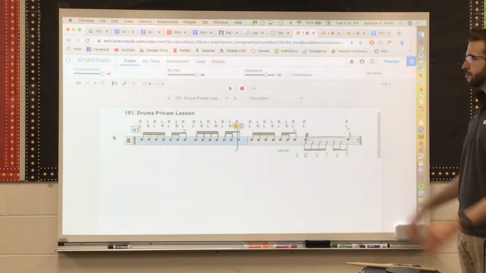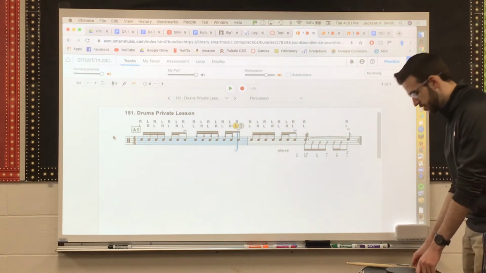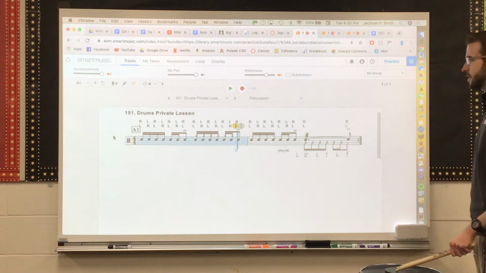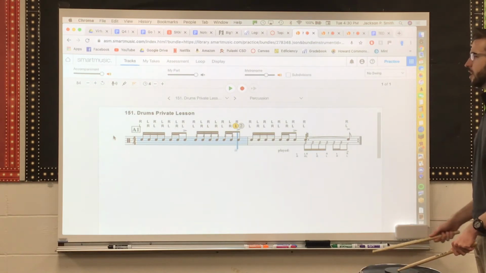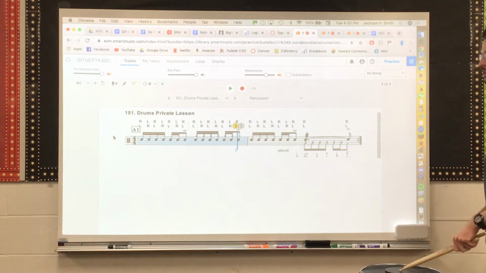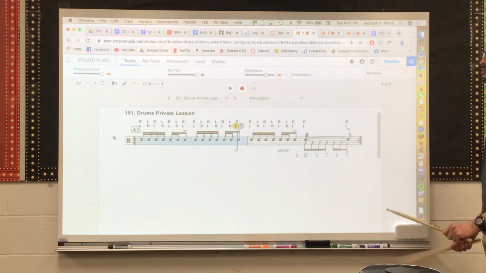But let's look at a few things. We're going to start with looking at 151, which is going to cover 13-stroke rolls. And I've got a drum here so you can hear me and sort of see what I'm working with. Now a 13-stroke roll, remember that each stroke really has 2 inside of it. So 1, 2, 3, 4, 5, 6, 7, 8, 9, 10, 11, 12, 13. Or 1, 2, 3, 4, 5, 6, 7, but times 2.